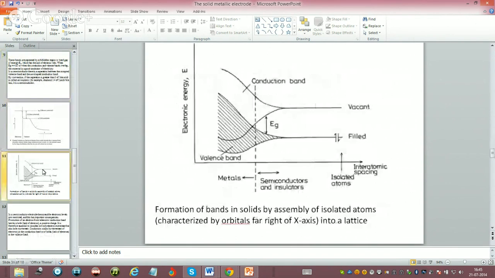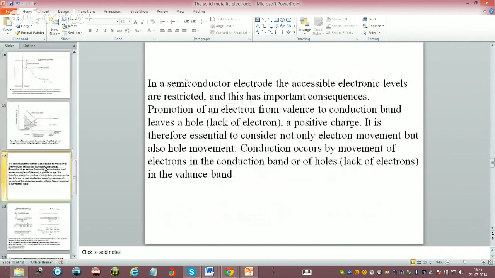This I have already shown, this also I have already shown. So quickly looking at it, in a semiconductor electrode, the accessible electronic levels are restricted, and this has important consequences. Promotion of an electron from the valence band to the conduction band leaves a hole, a lack of an electron and a positive charge. It is therefore essential to consider not only electron movement but also hole movement. Here there is a migration of both charges. Conduction occurs by movement of electrons in the conduction band and of holes in the valence band.